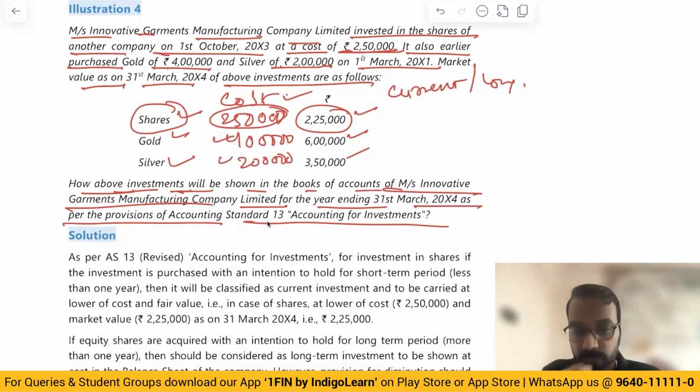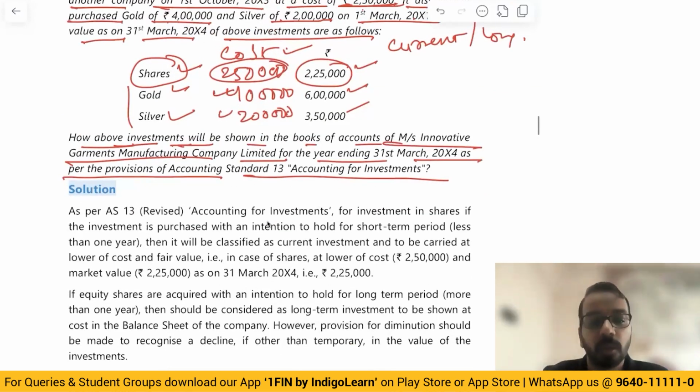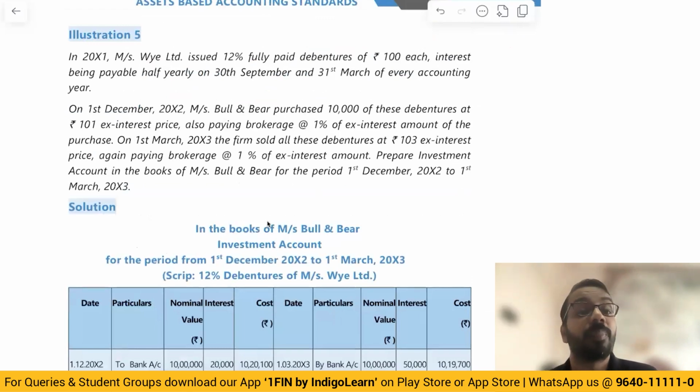Second thing is, again here, whether it is long term or short term. Now, we can make an assumption it is long term, or you can make an assumption which is short term. But whichever assumption you take, cost is still lower than the market value. You will continue to show it at cost. Okay, so that is how you will do the answer. So that is as far as the principles of accounting standards related question is concerned. Okay, that is how it is done.